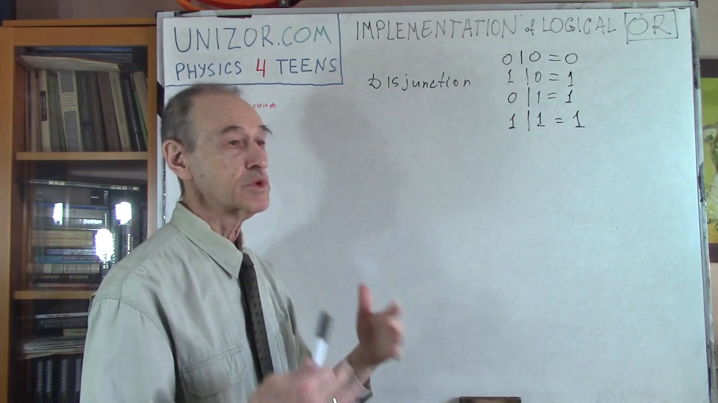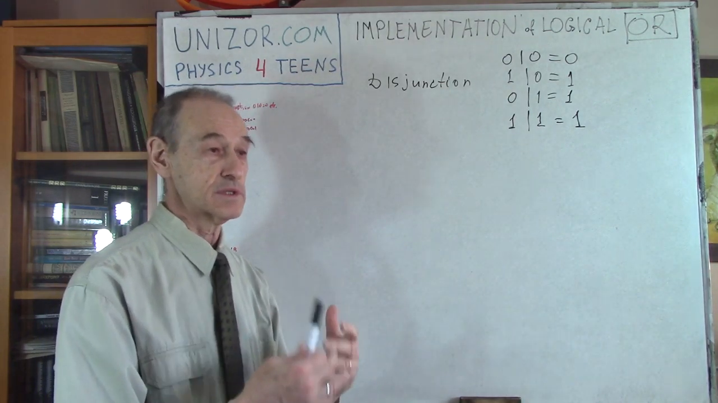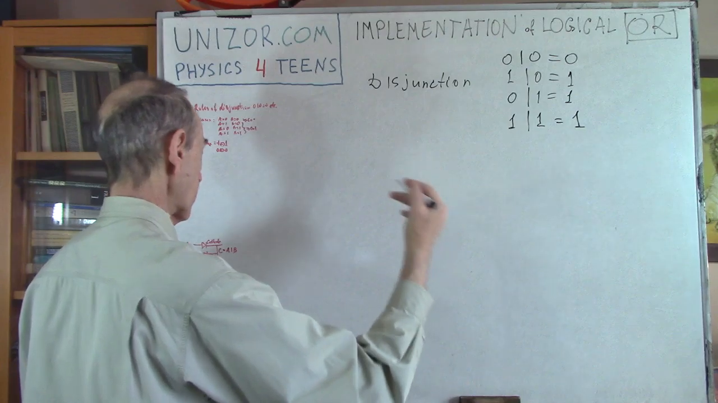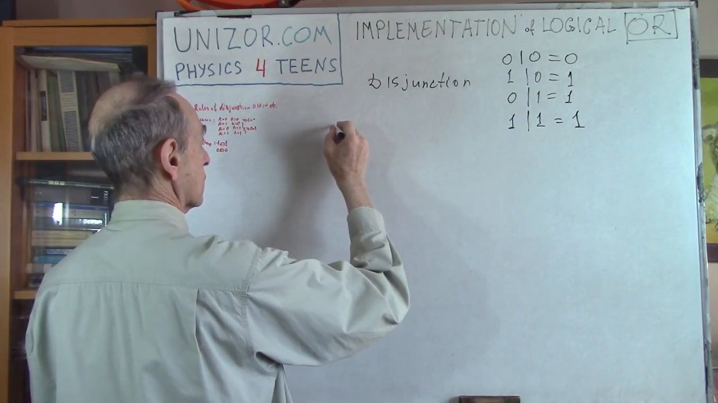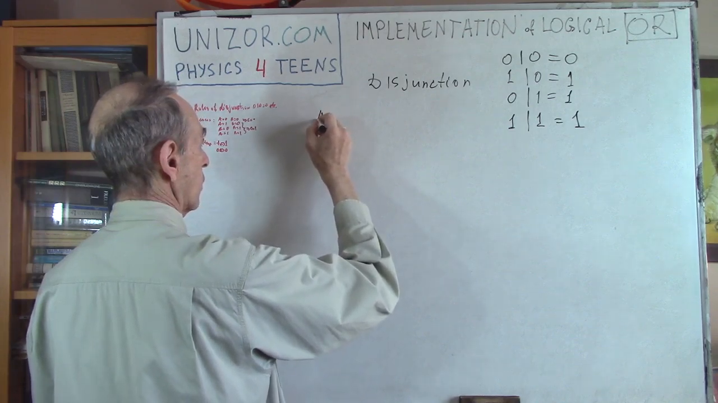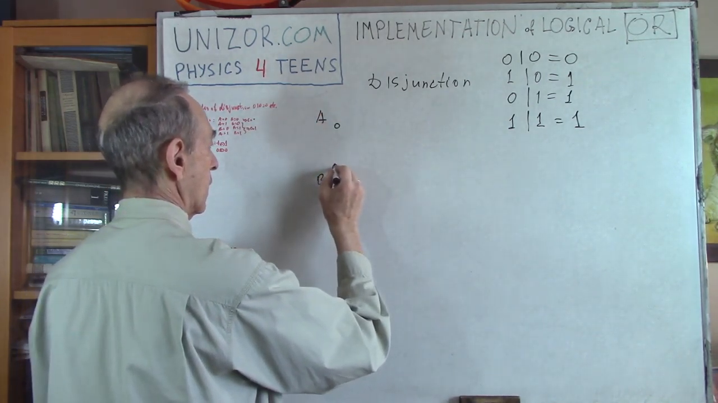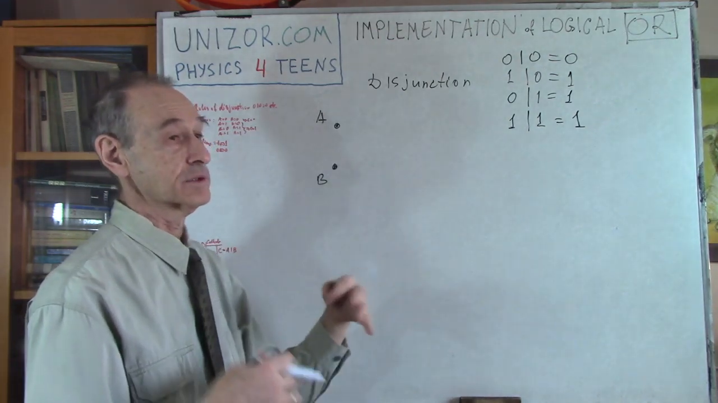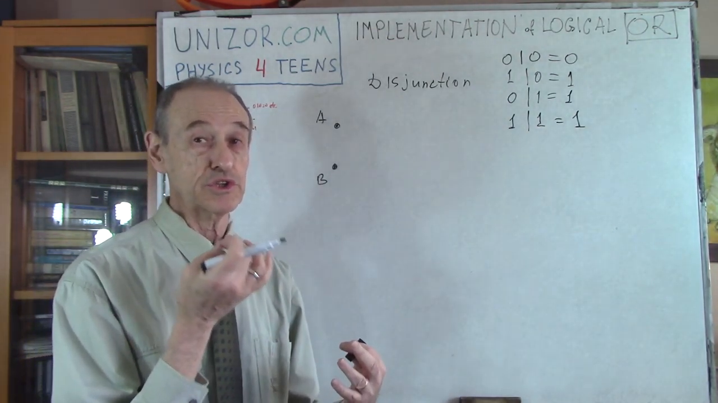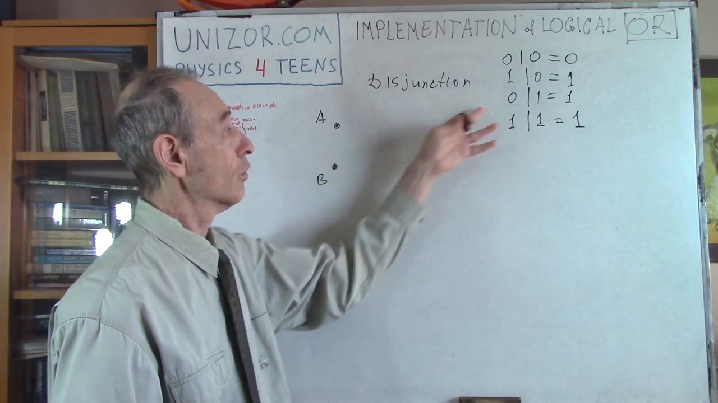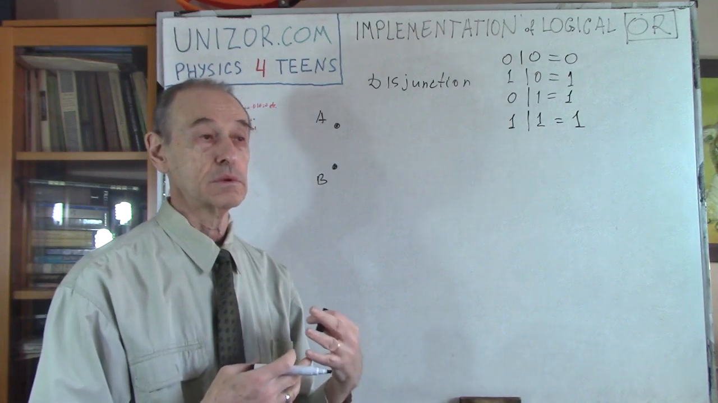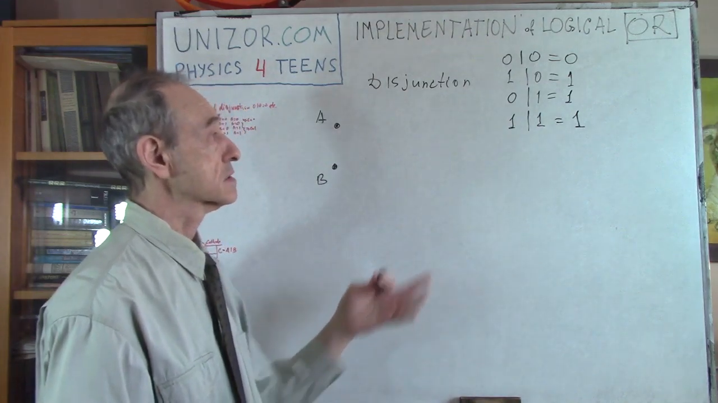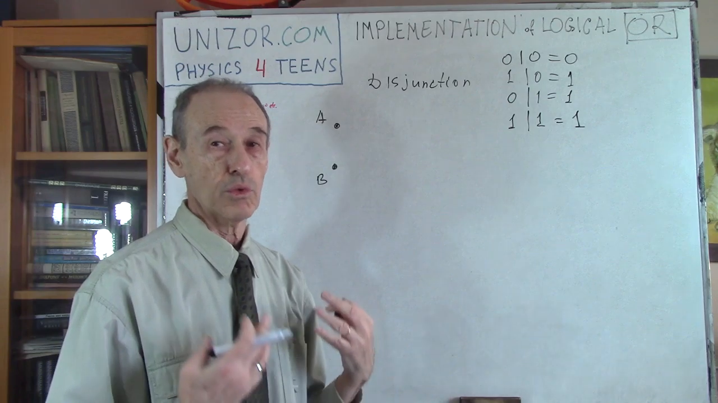Now, the schema which I suggest, it doesn't mean this is the only one, but this is one of the first ones which probably came to somebody's mind, which implements this electronically, is the following. So you have two input contacts, call them A and B, and these contacts will have certain potential, either positive, which means the contact implements the idea of true or one, or zero, neutral, which means no excess or no deficiency of electrons at this contact, and that represents false, logical false, or zero.